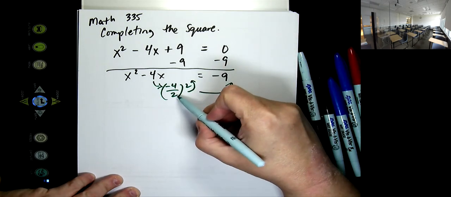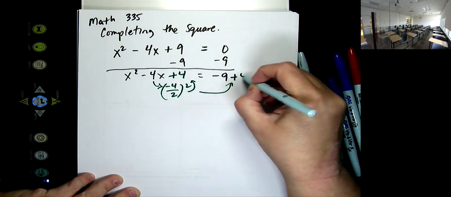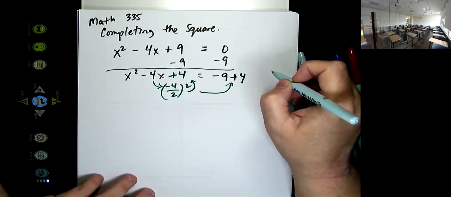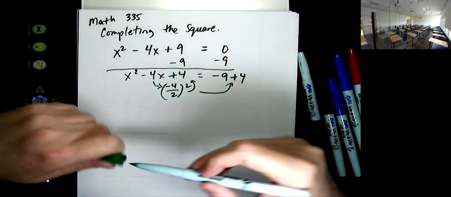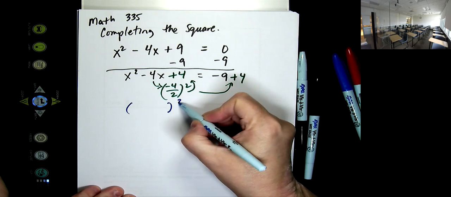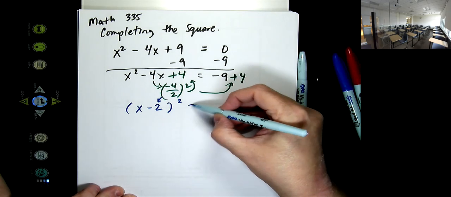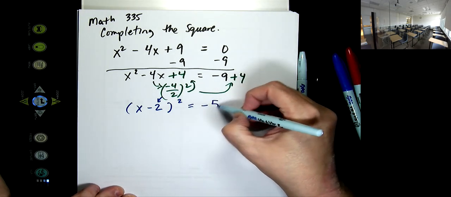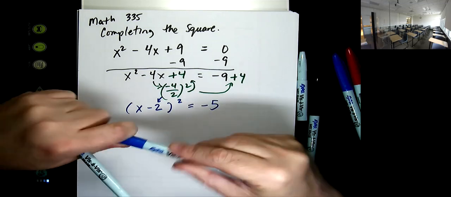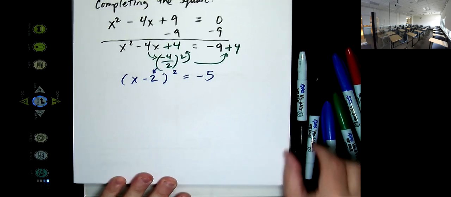So -4 divided by 2 is -2, and if we square it, we get 4. We add 4 to both sides. Then to complete the square on the left, we would throw this in parentheses, and this is -2, we'd have x. And over here, we'd have -5. Guys, remember doing that? Might have been a little while, but we've done this.